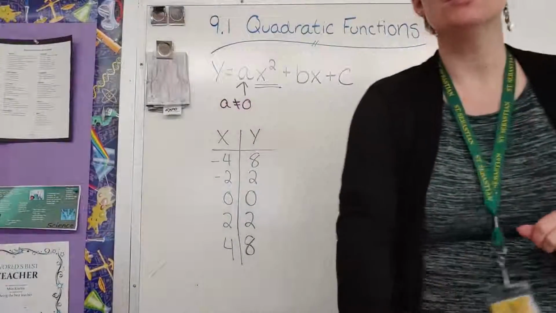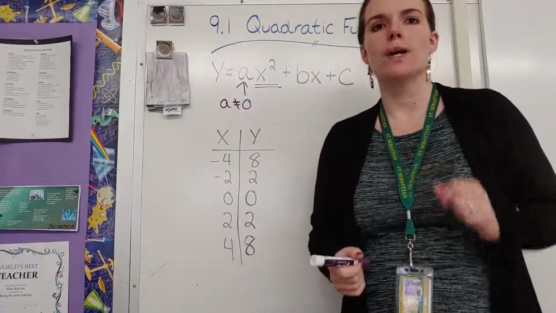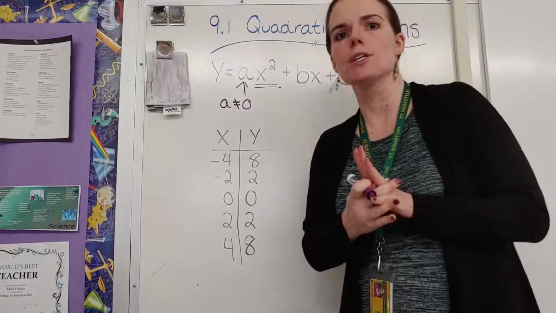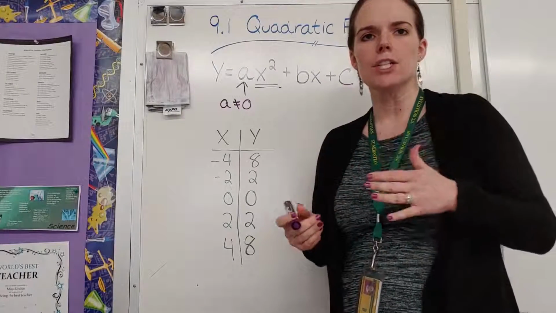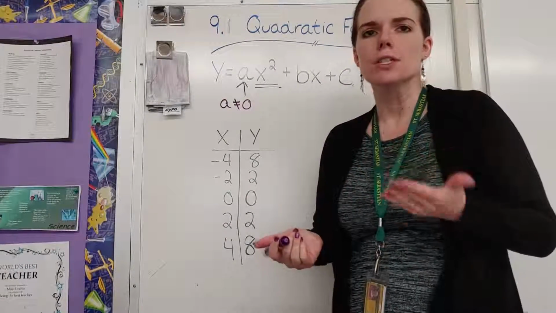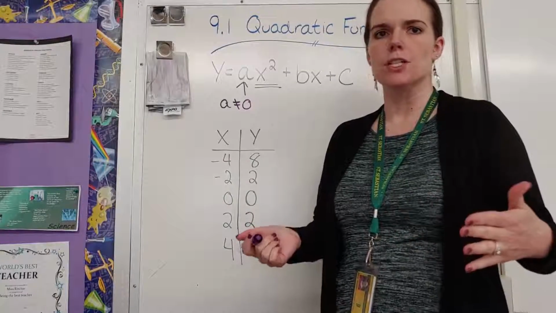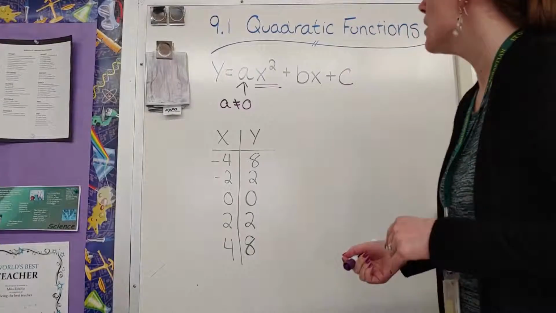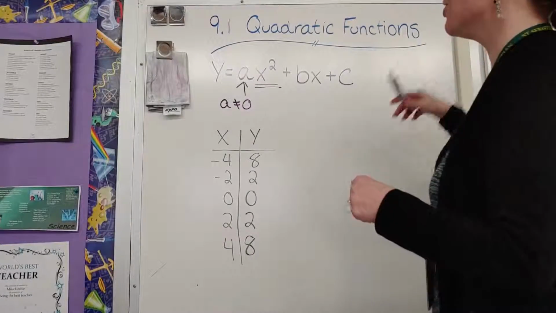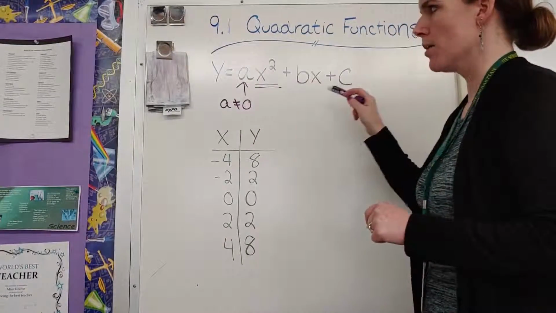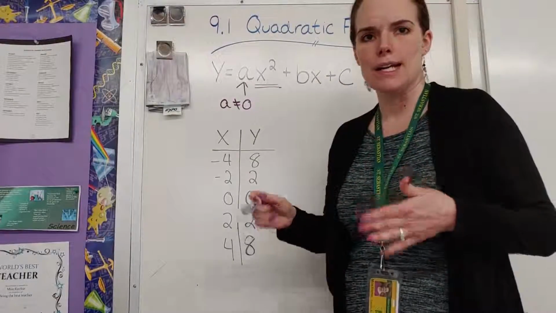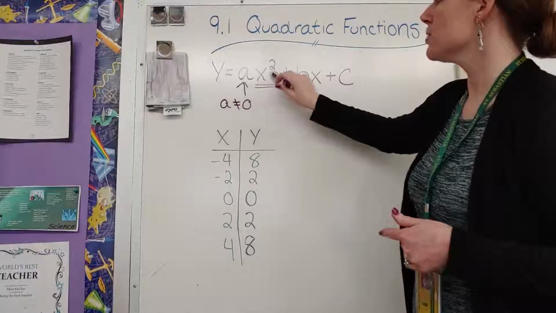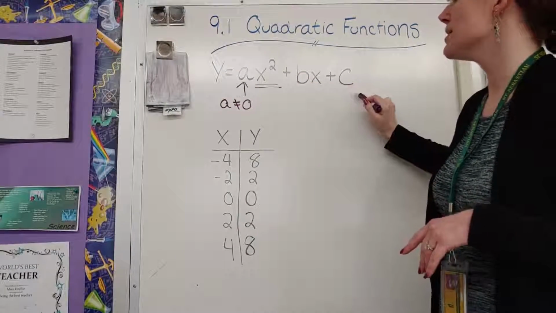Okay, so chapter 9 is about quadratic functions, and truth be told, this is one of the more challenging chapters. Quadratic functions are very similar to linear functions, but linear functions were a line, and quadratic functions are not a line. Quadratic functions are always in this form, or they could be rewritten in this form. So it's y equals ax squared plus bx plus c.